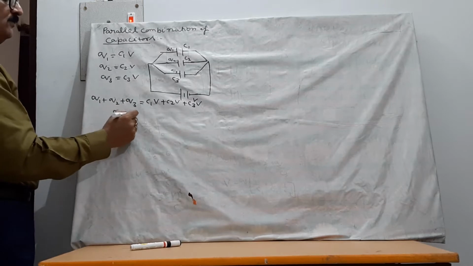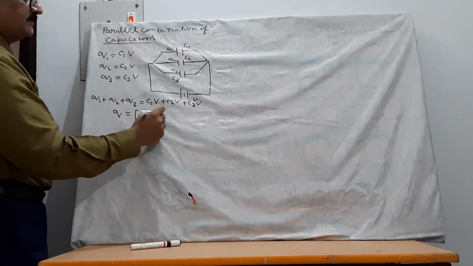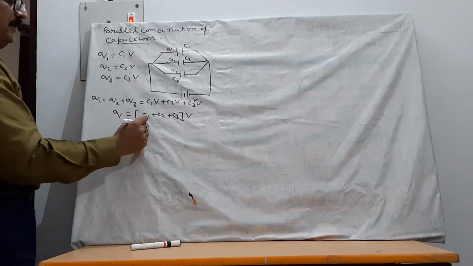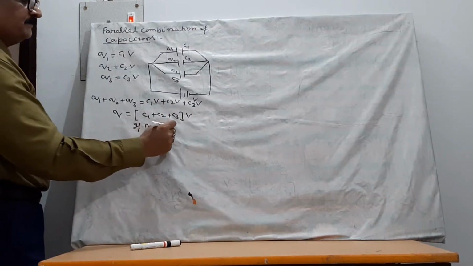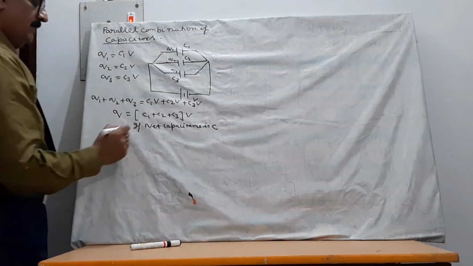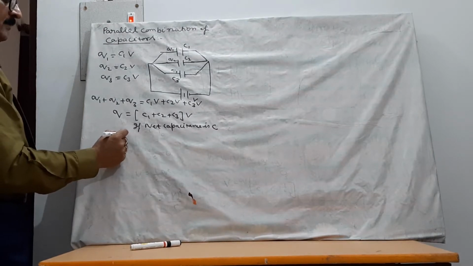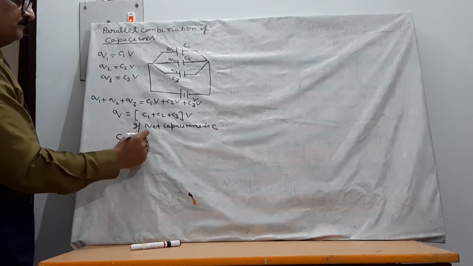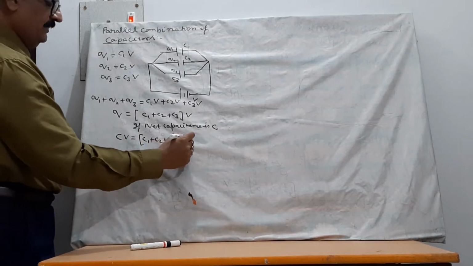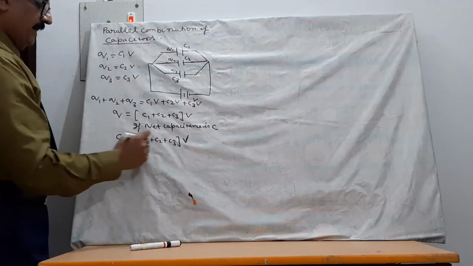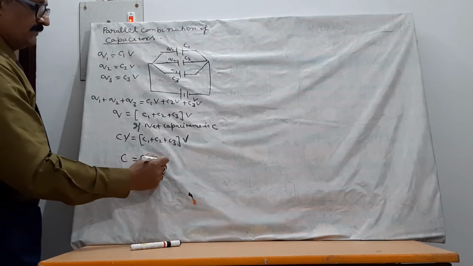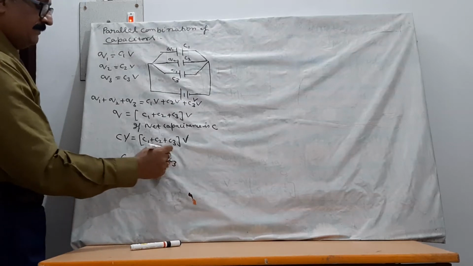This is total charge Q. Now C1 plus C2 plus C3, V is common. And if net capacitance is C, then CV is equal to (C1 plus C2 plus C3) into V. V and V cancel out. Therefore, equivalent capacitance is equal to C1 plus C2 plus C3.